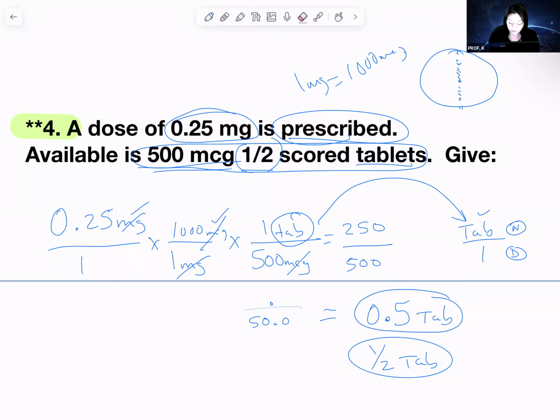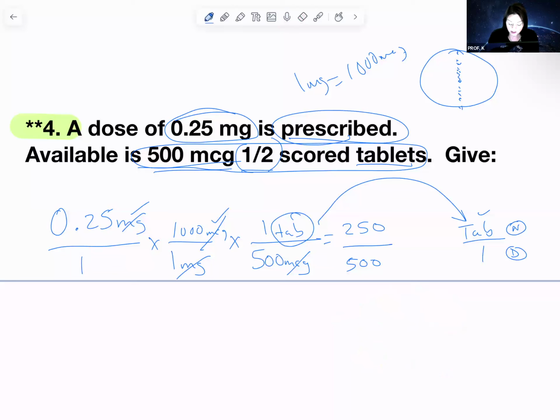Now, if you happen to write, let me just make room here. If you write .5 tablets, why would you get points taken away? Yeah, you need a 0. When you have something less than 1, this could be mistaken for 5. You need that leading 0. If you accidentally gave a neonate 5, let's say if it was milligrams, or 5 micrograms instead of 0.5, you've given 5 times the dose, which is lethal with some medications.